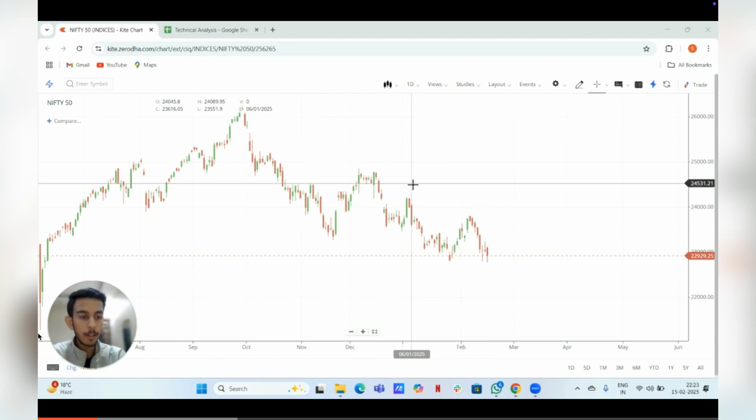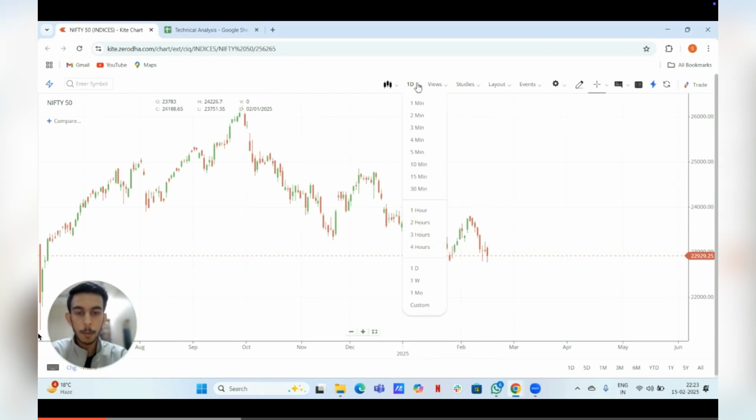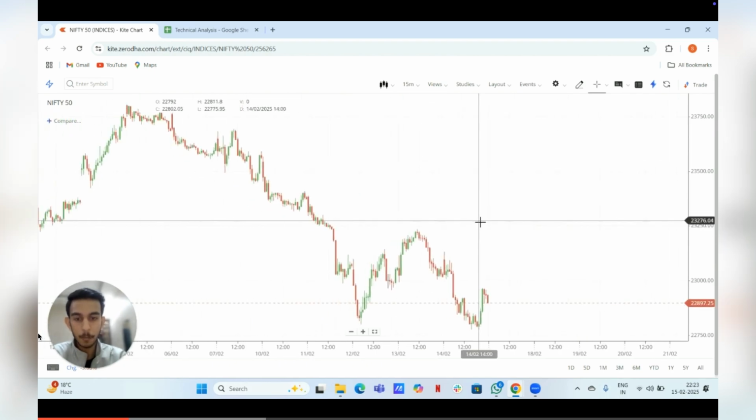So here you can see the Nifty 50 index chart. Saksham must have introduced you to the chart patterns and all, so you must be familiar with that. Let's hop on to the 15-minute time frame of the chart. So you can select the time frame from here.